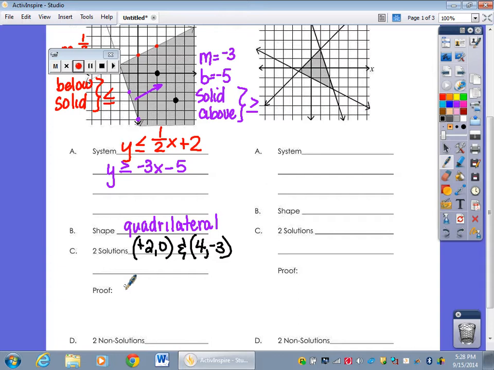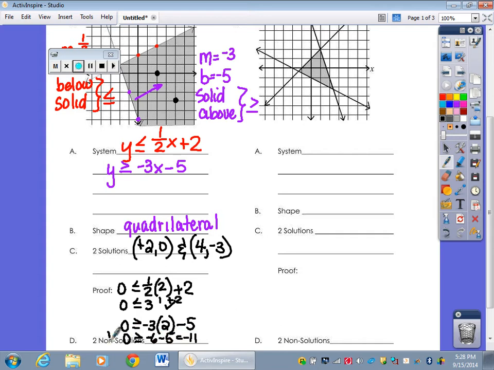Okay, so if I substitute in a 0 for y, is 0 less than or equal to 1/2 of 2 plus 2? When I do the math, 0 is less than or equal to 1 plus 2, which is 3. Is 0 less than or equal to 3? It is. Then when we put that same point into the other one, we have 0 is greater than or equal to -3 times 2 minus 5. And so 0 is greater than or equal to -6 minus 5, which is -11. 0 is greater than -11. So that particular point works for both equations in the system.